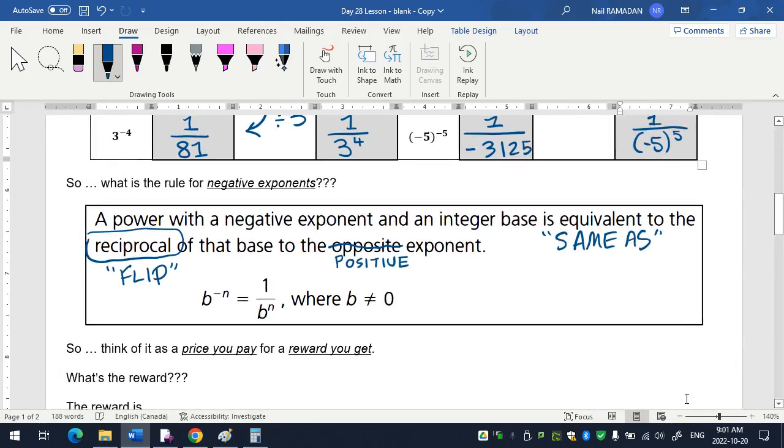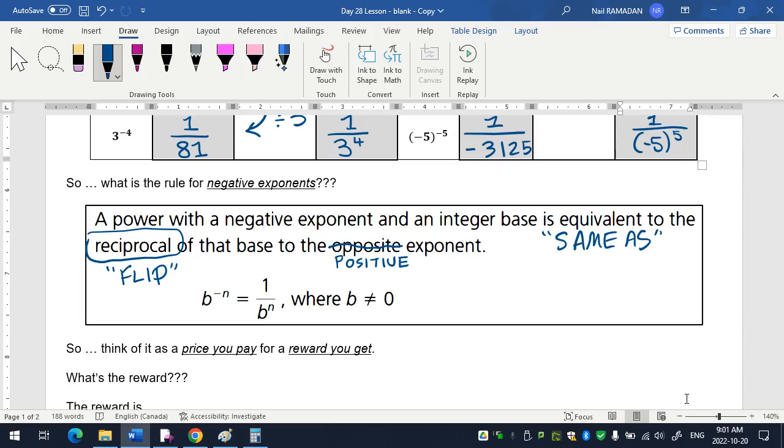So is this the same as the rule? What's my B? B is the base, and it's an integer, a single number. To what power, positive or negative? What happened to it? It got flipped. When I flipped it, the B stayed the same, but the minus n became positive n. And what do you always put at the top? You always just put 1 at the top, and that's it.